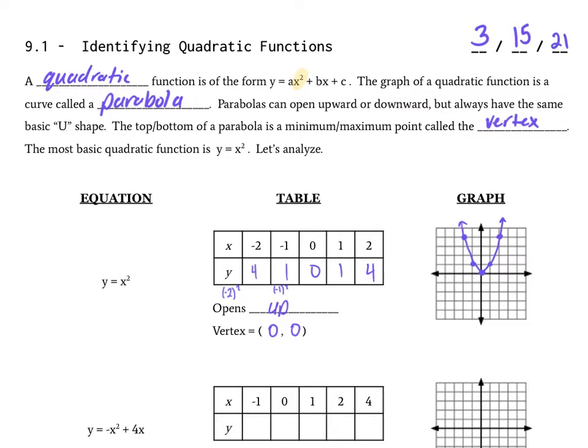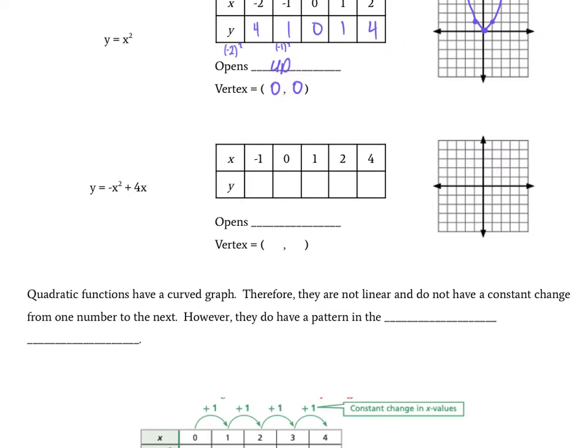Alright, let's try another one. This second one's a little bit more confusing. So we have y equals negative x squared plus 4x, but the negative's not in parentheses, so it's negative on the outside. If I plug negative 1 in, negative 1 squared is positive 1, but then I still multiply that negative on the outside, so I still end up with negative 1 minus 4 to give me negative 5.